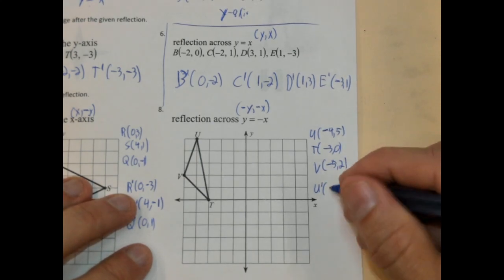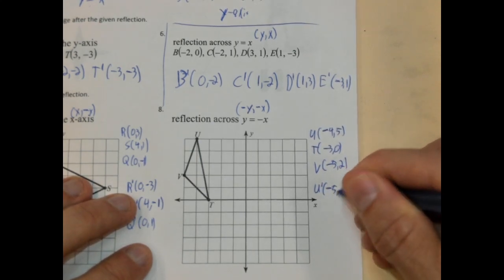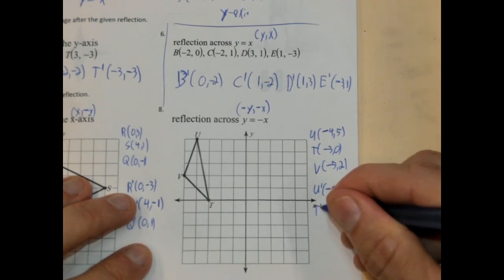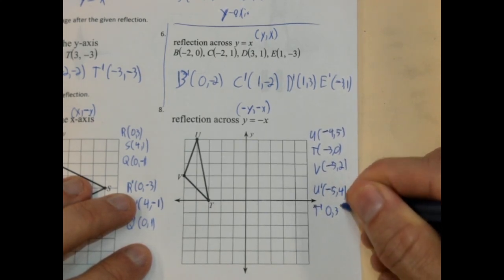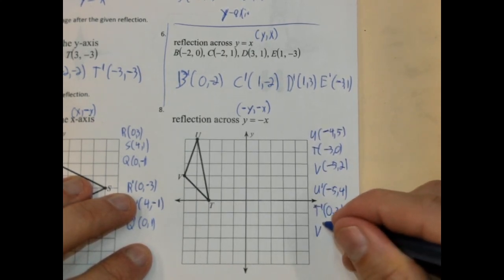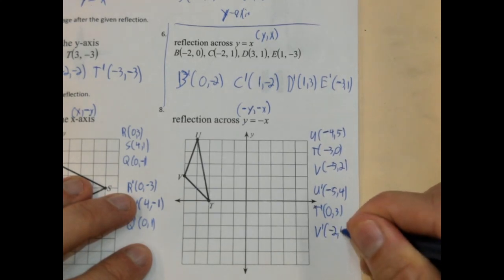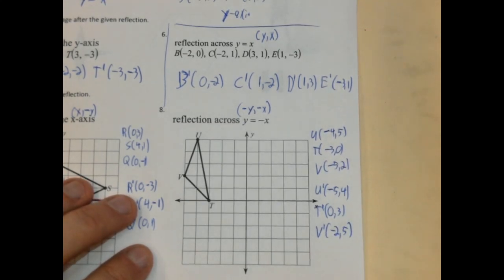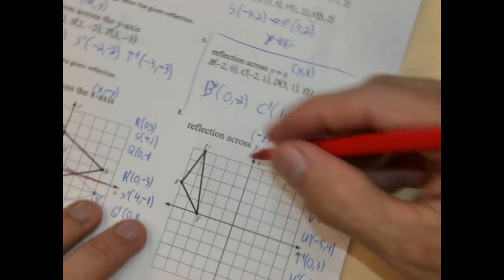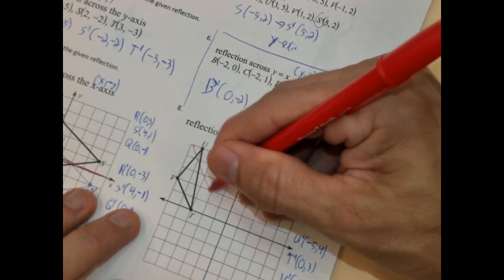So U prime is going to become negative 5, 4. T prime is going to become 0, 3. And then V prime is going to become negative 2, positive 5. So let's go ahead and draw the line of reflection. So y equals negative x is actually going to look like this.